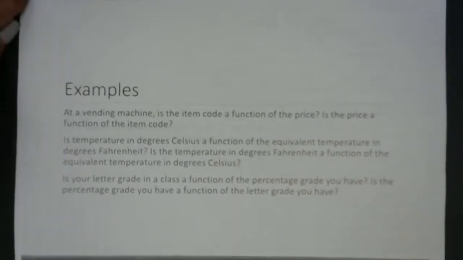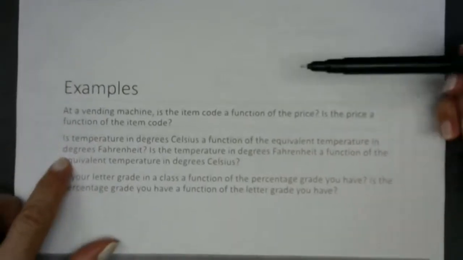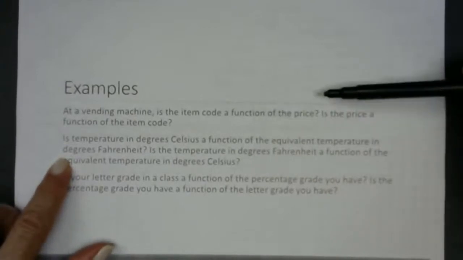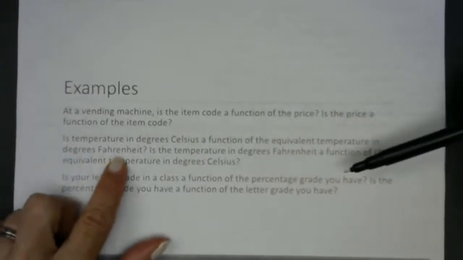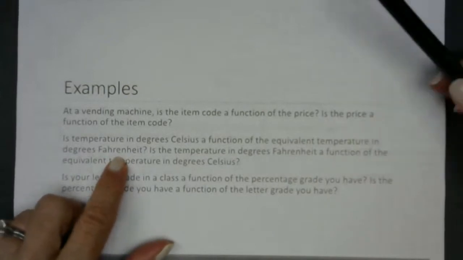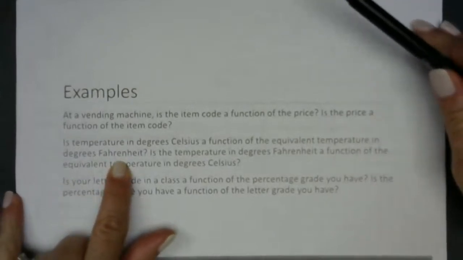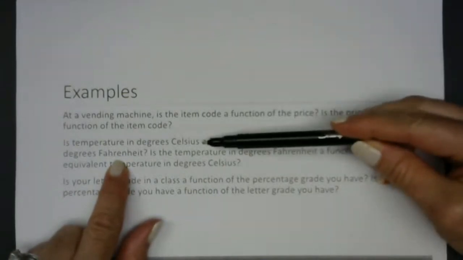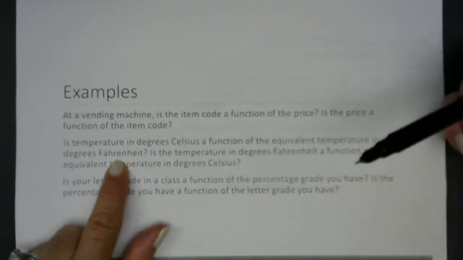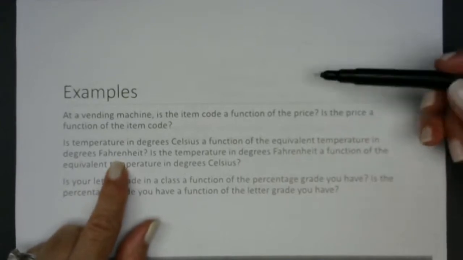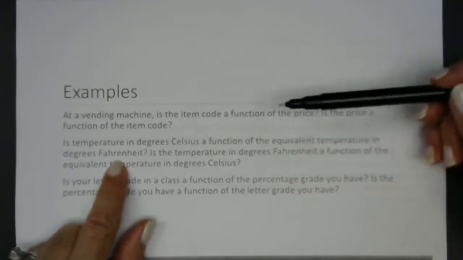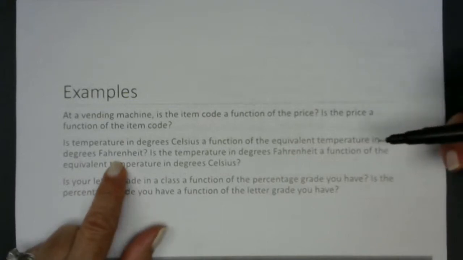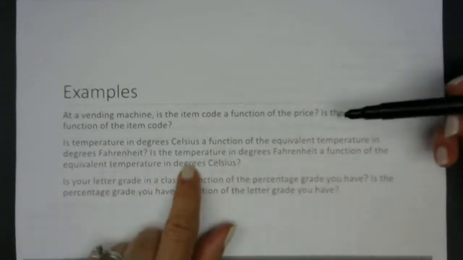All right, another example. Is temperature in degrees Celsius a function of the equivalent temperature in degrees Fahrenheit? We all know we can convert Celsius to Fahrenheit. If we have one temperature in Celsius, is there only going to be one temperature in Fahrenheit? Yes, there is. So I could say that temperature in degrees Celsius is a function of the equivalent temperature in Fahrenheit. How about the other way around?